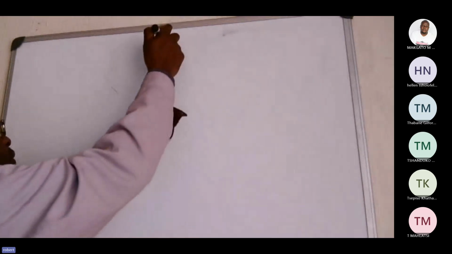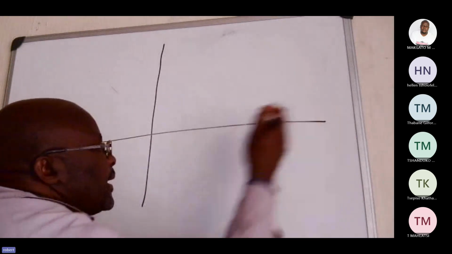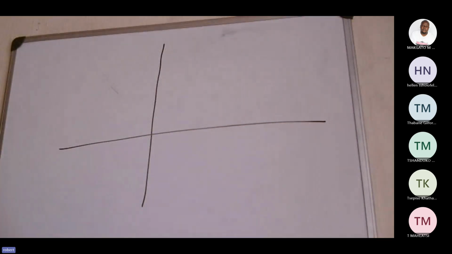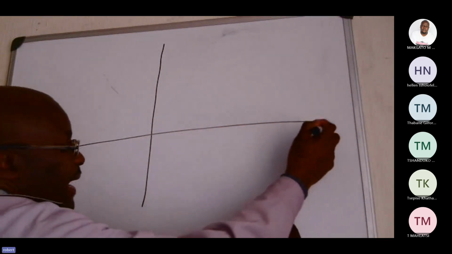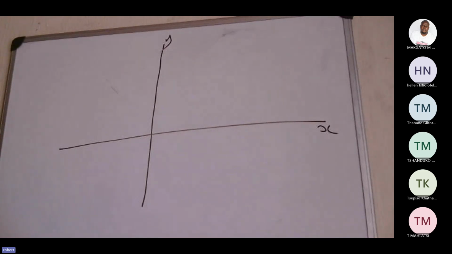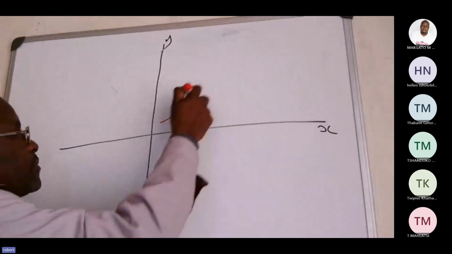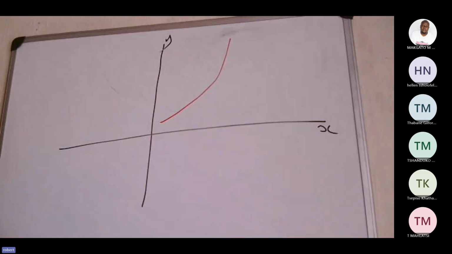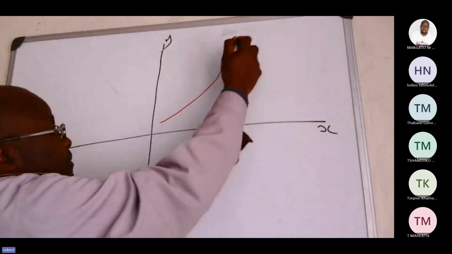So let's say you have got a Cartesian plane like this. That is the x here and the y here, the x-axis and the y-axis. And you have this curve. Let's say you have got this curve, like this. And then let us call it F.